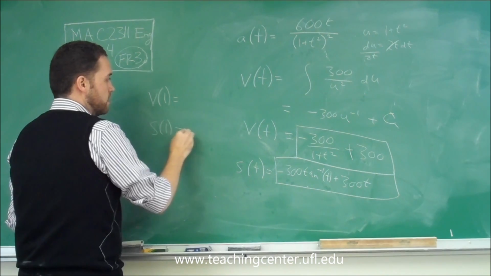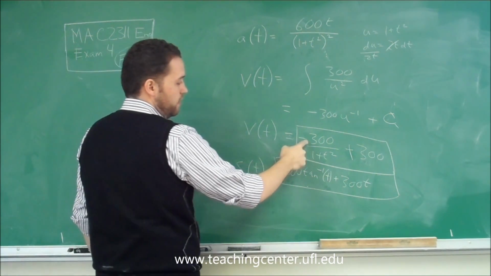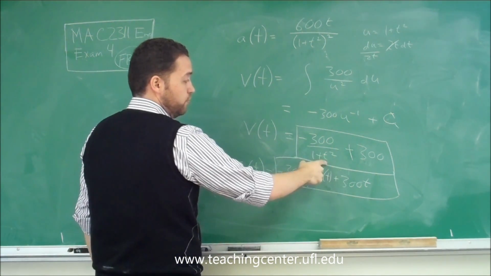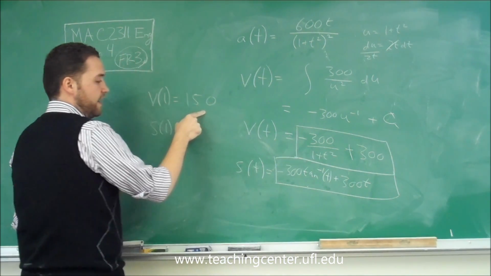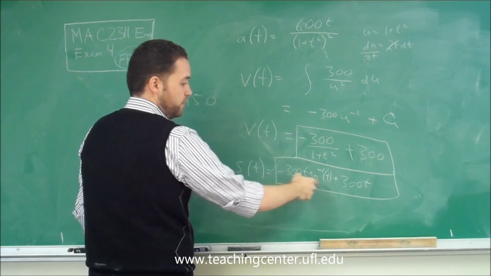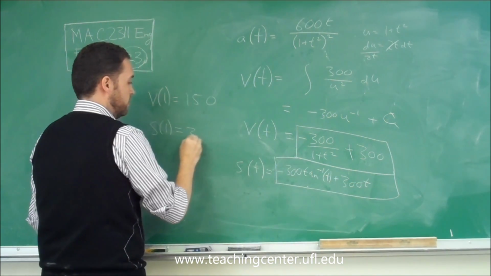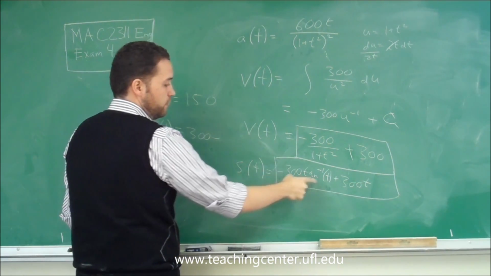of 1. So you just plug 1 into here, and you can see this is going to be negative 300 divided by 2, so that's negative 150 plus 300, which gives you a positive 150. So that's that guy. Then we can plug 1 into this. When you plug 1 into this, you get 300 minus, and then you're plugging 1 into this.